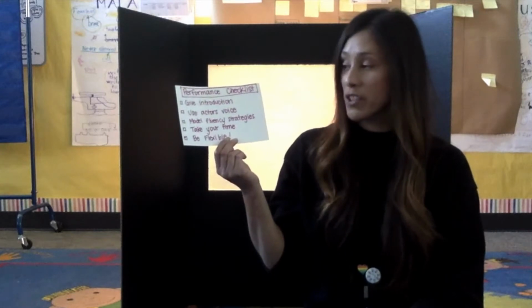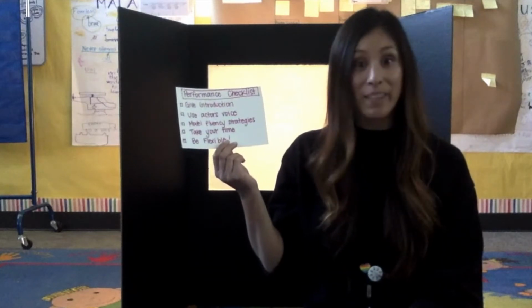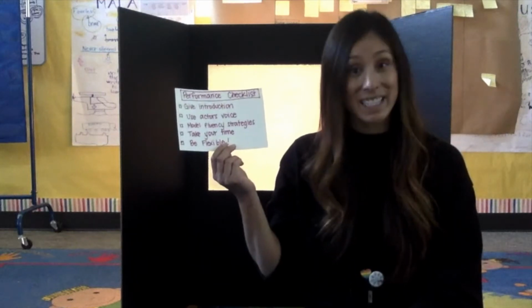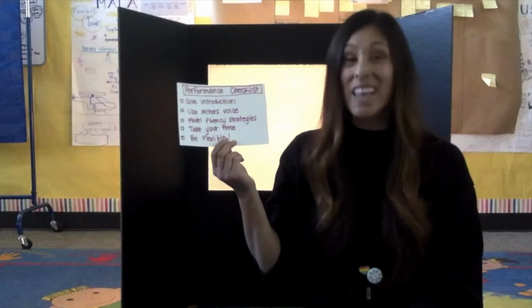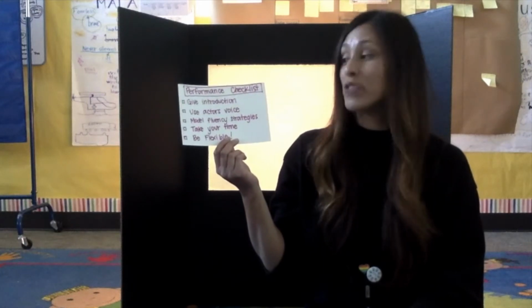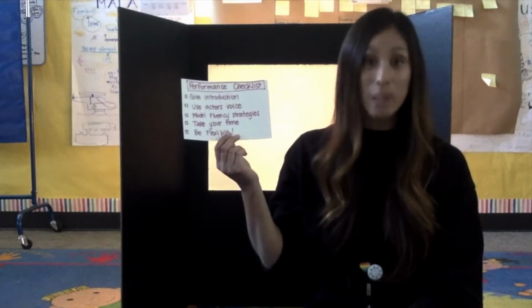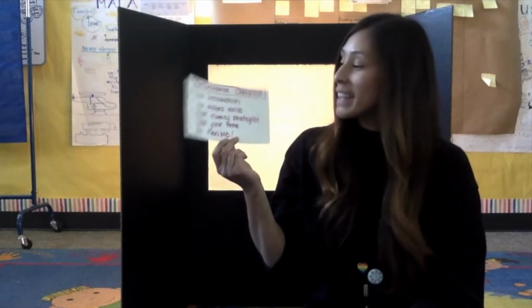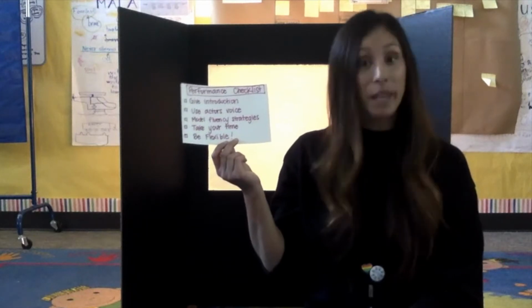The fourth item on your checklist says, take your time. So remember, my favorite saying is slow is fast and fast is slow. If you rush through things, that's when we make lots of mistakes and things don't go as smoothly. But if you just take your time and you go slowly through your performance, it's going to go really, really well.